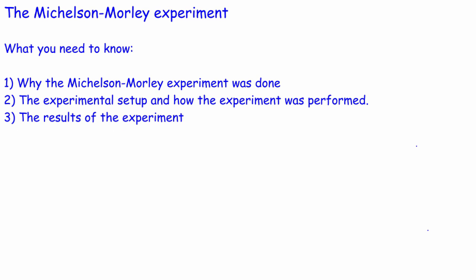And the results of the experiment, well, the results were that they didn't find any change in the fringes at all, and so it meant that the speed of light is independent of the speed of the light source or the speed of the detector, and it meant that there was no ether. So that was the Michelson Morley experiment.